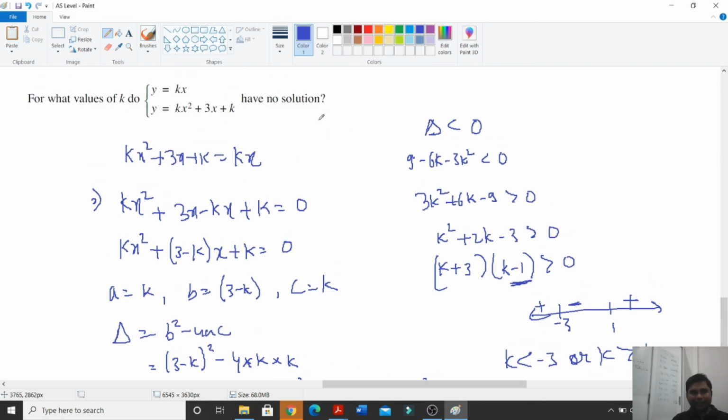We had started with, so first step we did here, we equated both the y's, we formed a quadratic in the standard form, we found out the delta and delta less than 0, and then if you multiply, delta becomes this 3k square plus 6k minus 9 greater than 0, and we got the answer.